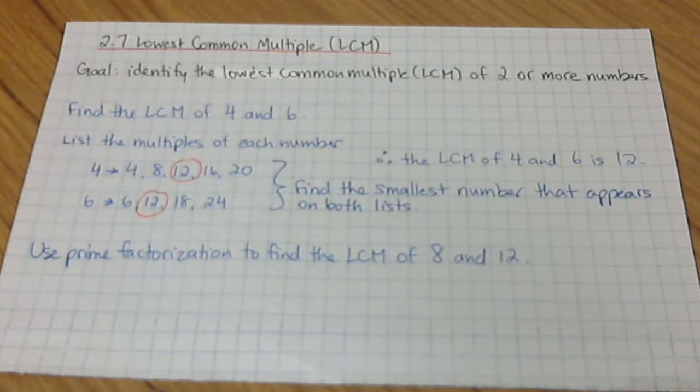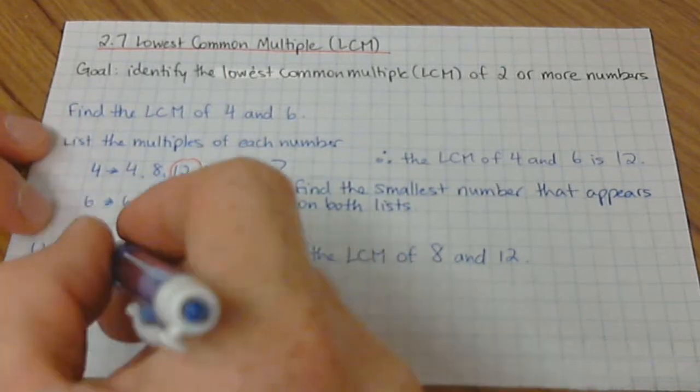Down below that, it says to use prime factorization to find the lowest common multiple of 8 and 12. Now, we know how to use prime factors to find the greatest common factor. We're going to do something similar to that, and yet it's got a few tweaks that are a little bit different. So here's how this is going to work.